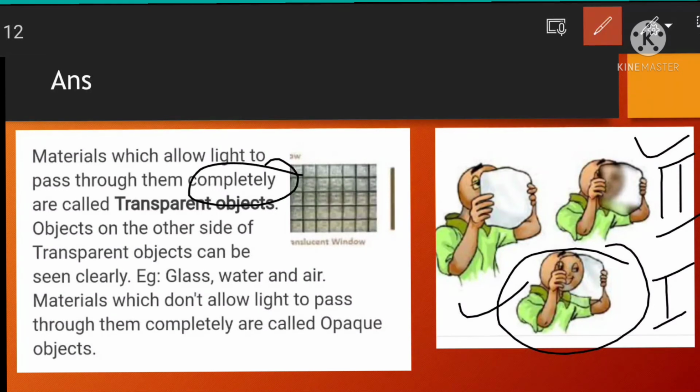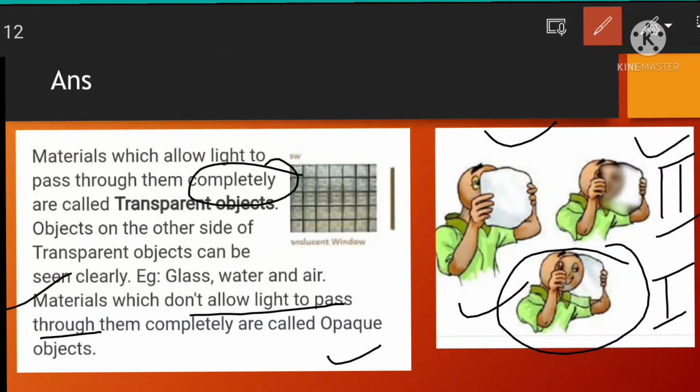In the second case, you can see the boy's face but it is not clearly seen. Whereas in the third one, you cannot see even the boy's face. That means it is an opaque one. So opaque objects are those objects through which you cannot see anything. Why? Because light cannot enter through it. Fine. So materials which do not allow light to pass through them completely are known as opaque objects.